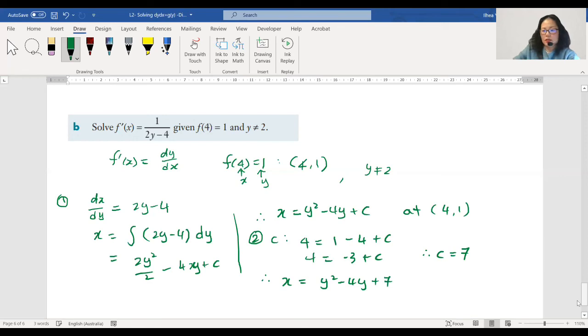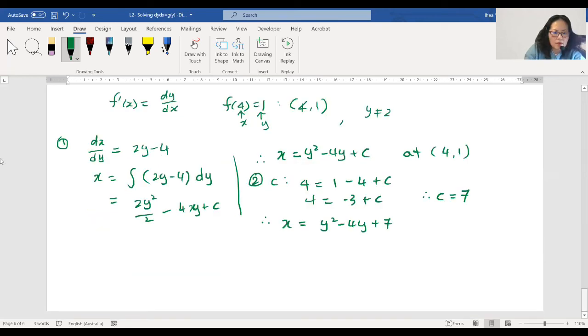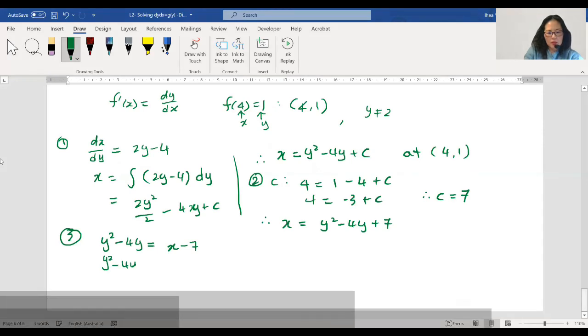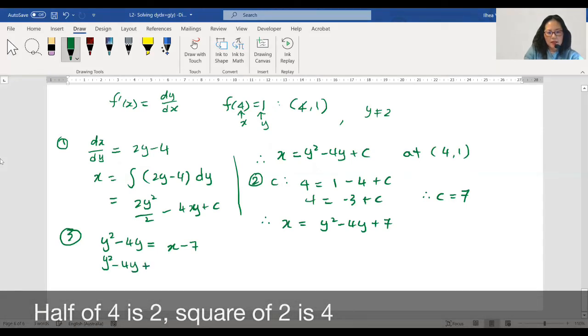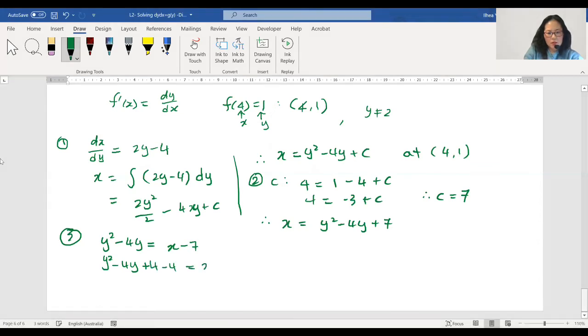But that's not all, is it? We have to convert this one. I'm going to put everything on my left-hand side with my y, and then move 7 to the other side. Now, how are we going to make this? By completing the square. So y squared minus 4y plus, now half it and square, so it'll be 4, equals x minus 7.